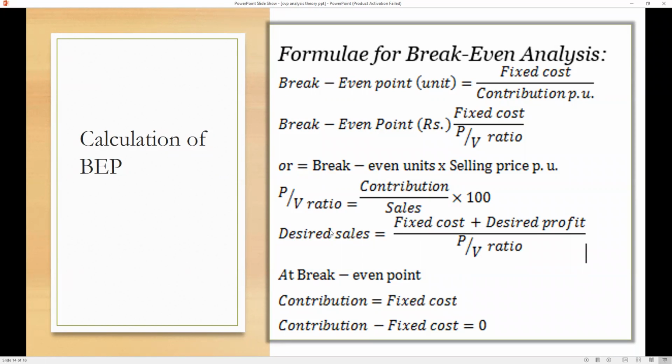And remember, at break-even point, your contribution is equal to fixed cost, meaning to say your contribution minus fixed cost would be 0 at your break-even point. So if you want to understand whether the break-even point you have calculated is correct or not, take the contribution and minus fixed cost from it. That means your contribution and fixed cost must be the same. Only then your break-even point is correct.